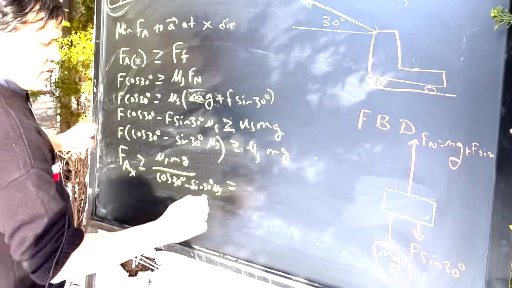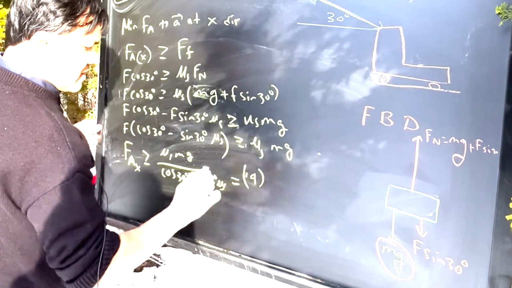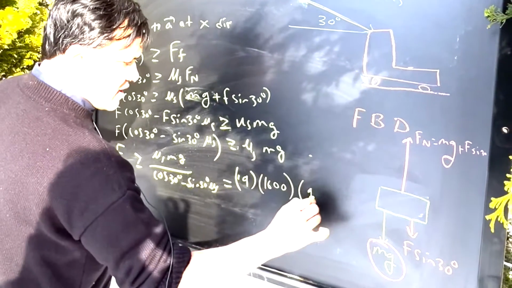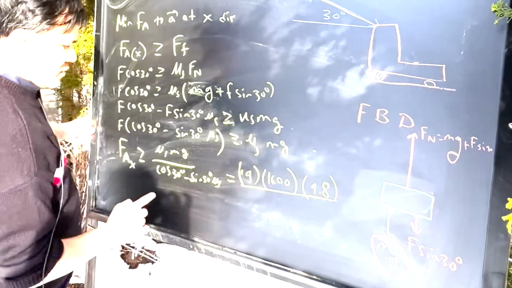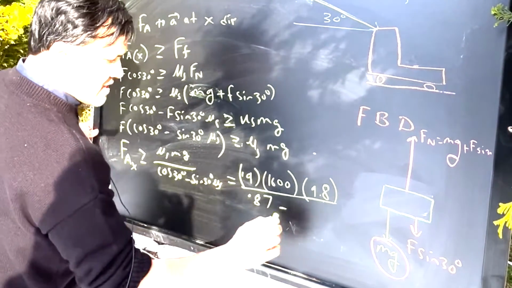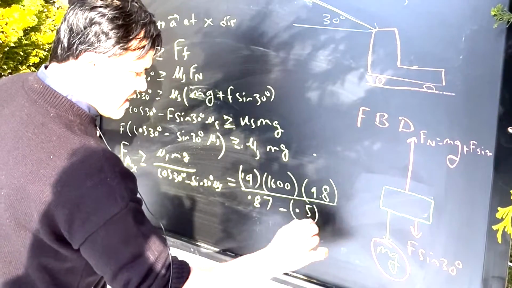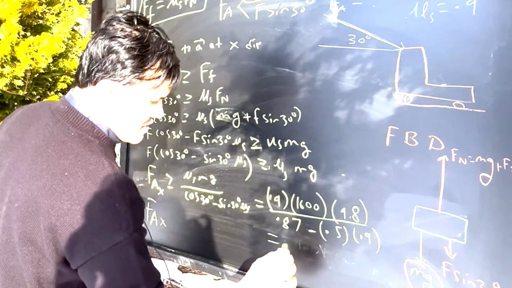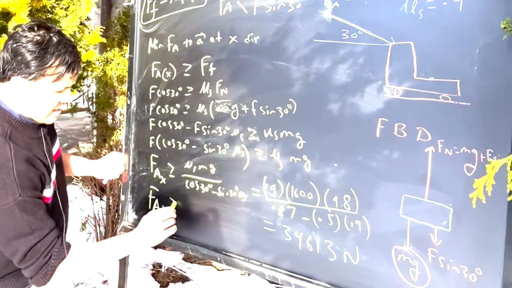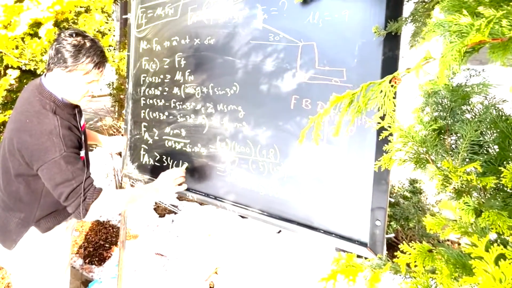So mu s is 0.9, m is 1600, g is 9.8, cosine 30 is about 0.87, minus sine 30 is 0.5 times 0.9, so it's 34,613 Newton. So you need 34,613 Newton.